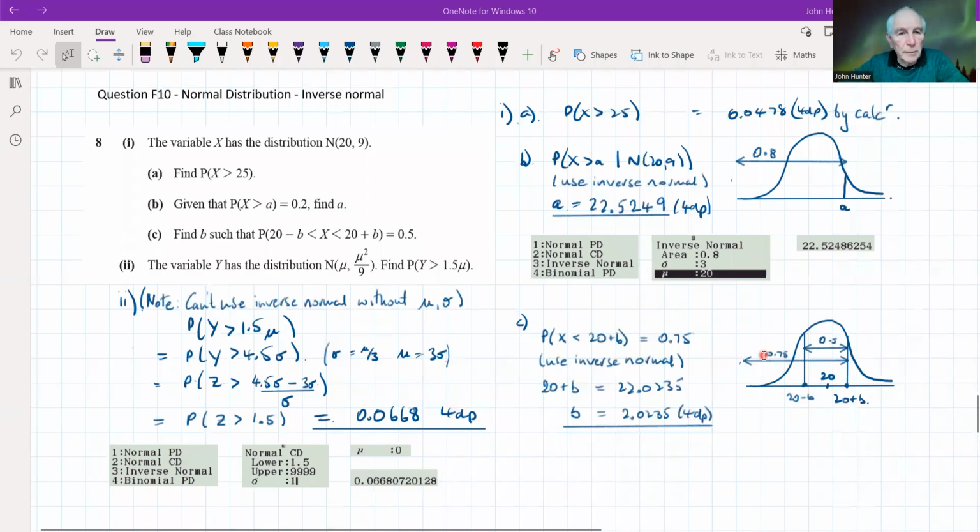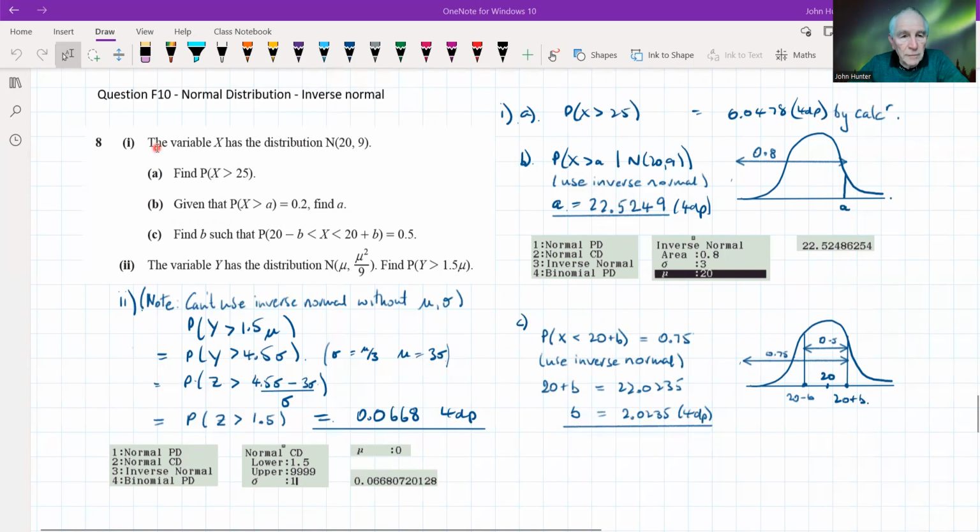Right, so we've got a worked example here, relating to the normal distribution. The first few parts are illustrating the inverse normal function, which is a function on your calculator. Then it goes on to a nice little example with unknown mean and standard deviation. So this is quite a good example.